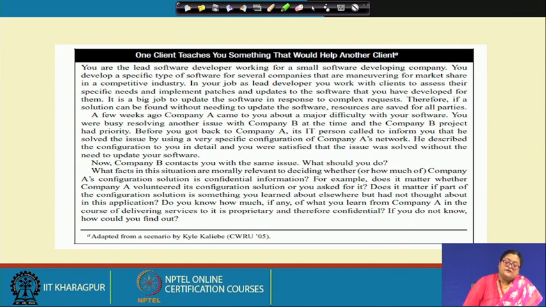Before you got back to company A, its IT person called to inform you that he had solved the issue by using a very specific configuration of company A's network. He described the configuration to you in detail and you were satisfied that the issue was solved without the need to update your software. Here lies again a gap. Before you got back to them, the IT professional called to inform you that he had used a very specific configuration of company A's network.